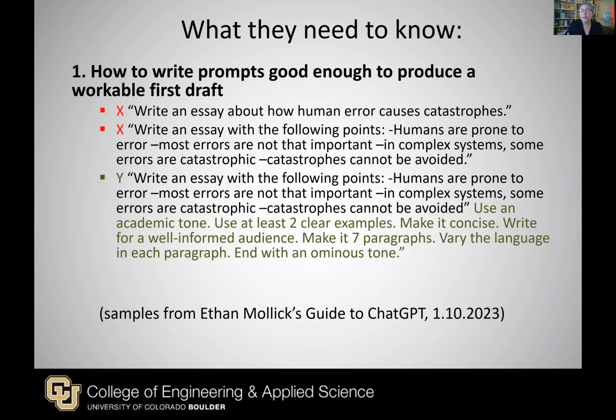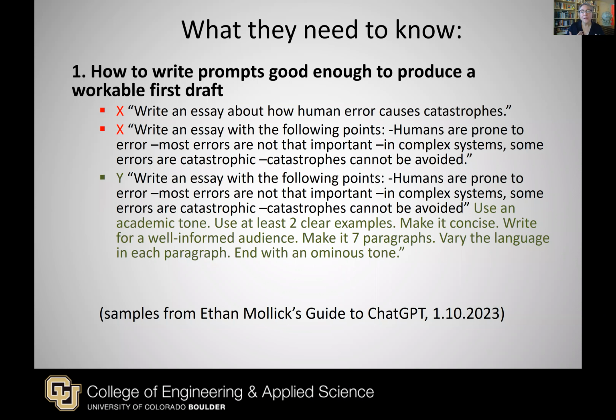If you teach them then to get more specific and say, okay, write an essay with the following points. Humans are prone to error. Most errors are not that important. In complex systems, some errors are catastrophic and catastrophes cannot be avoided. That actually starts to produce text that is much more interesting and yet still is not going to be in a style or a level of detail that's workable for editing a draft.